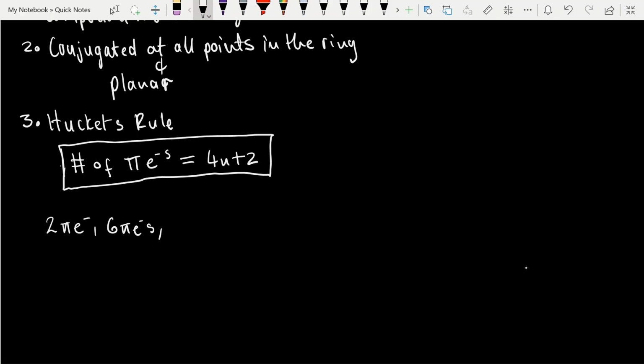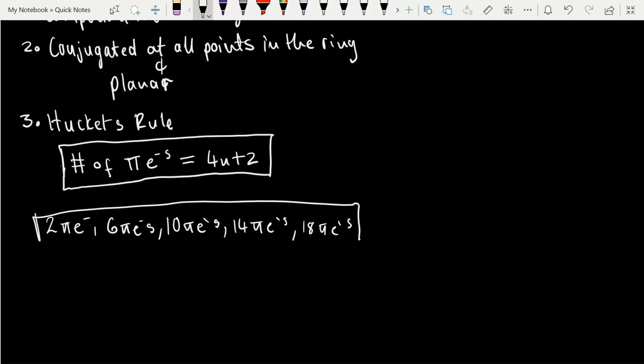When n is 2, it will be 4 by 2, it's 8 plus 2, 10. So it will be 10 pi electrons. If n is 3, it will be 4 by 3, which makes it 12 plus 2. If you see, we are just adding 4. So the next one will be 14 pi electrons, and the next one will be 18 pi electrons. So these are the only possible numbers. When you count the number of pi electrons, they must be either 2 or 6 or 10 or 14. If you get another number which is not one of these, then it doesn't qualify to be aromatic.